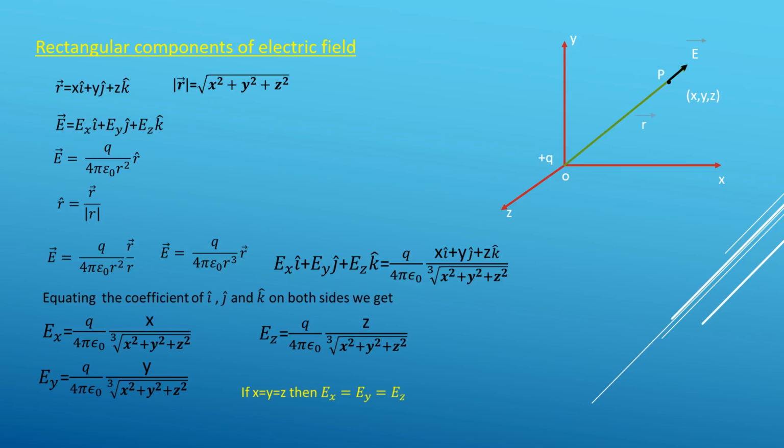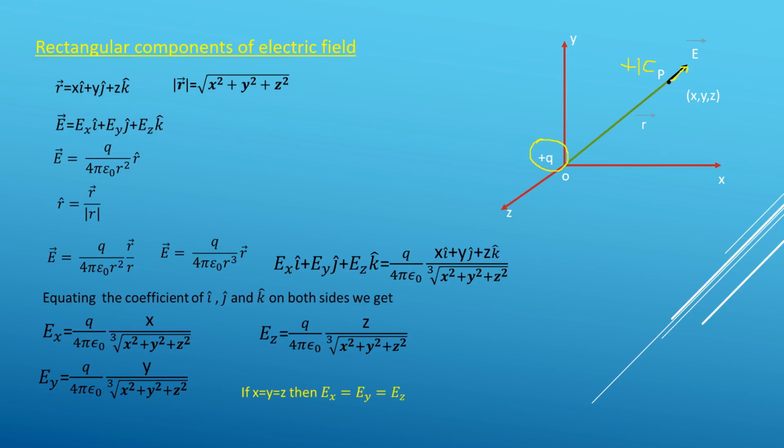You can find out the direction of electric field at point P by placing a unit positive charge, +1 coulomb, at point P. When we place this charge, it will try to move along this direction, because it will experience a force due to the +q charge placed at the origin, and the direction in which it will experience the force will be the direction of electric field.